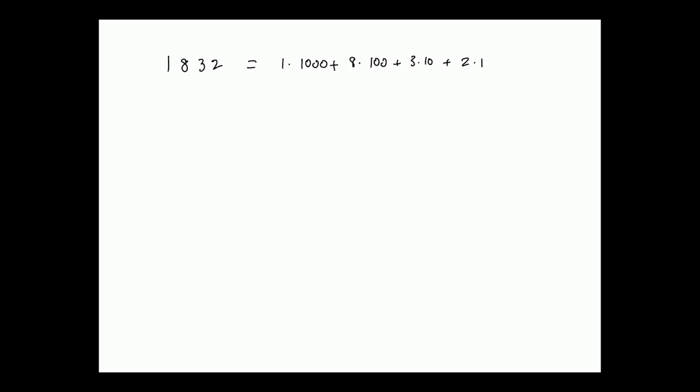Okay, and I think we'll start with the binary one. So how many different patterns are there if I have four binary things, right? So four things that can be a one or a zero. We call these bits, by the way.